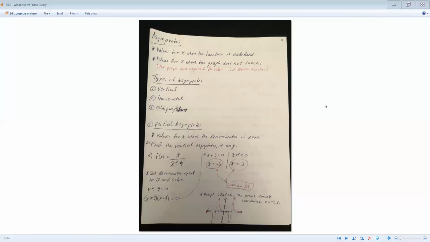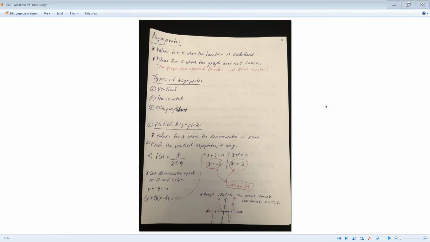In this video, we will look at asymptotes. An asymptote will be values for x where the function is undefined, or values for x where the graph does not touch. Now, the graph will approach these values, but it will never touch or cross these values.